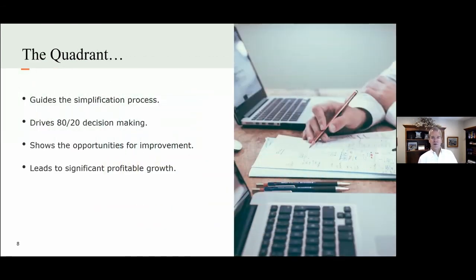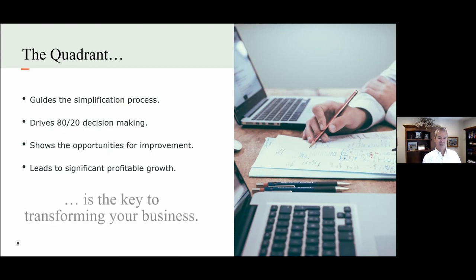So the quadrant overall really guides the simplification process. It drives the 80-20 decision making and shows the opportunities for improvement throughout the organization. This leads to significant profitable growth, as evidenced with several of the clients that we've worked with and examples that we have. It's really the key to unlocking the power of simplification in transforming your business.